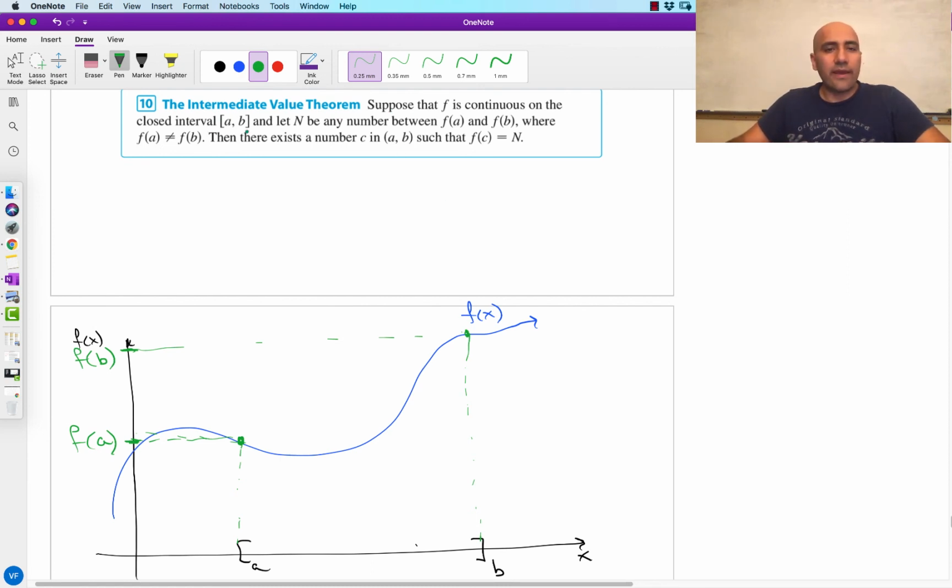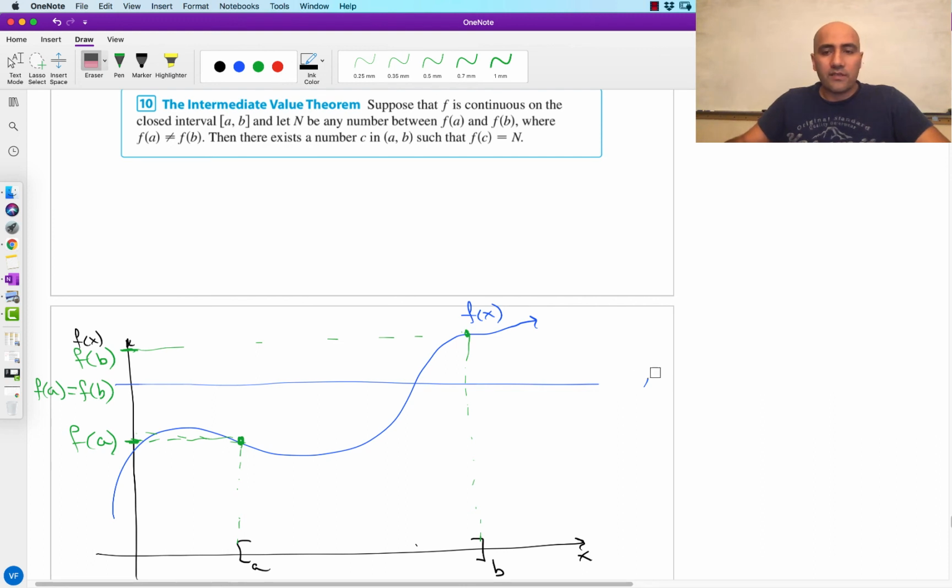Suppose f is continuous on the interval from a to b, and let n be any number between f of a and f of b. So we're going to think about some number in between these two, where we are already making sure that f of b does not equal f of a. When can f of a equal f of b? That would be the special case where the function was just a horizontal line. Like if this one was f of x, then f of a, f of b, f of anything would be equal to itself, right? In this case, f of a equals f of b. So they're just saying ignore that. For the intermediate value theorem, we're not considering this one type of continuous function. We're just not considering it.